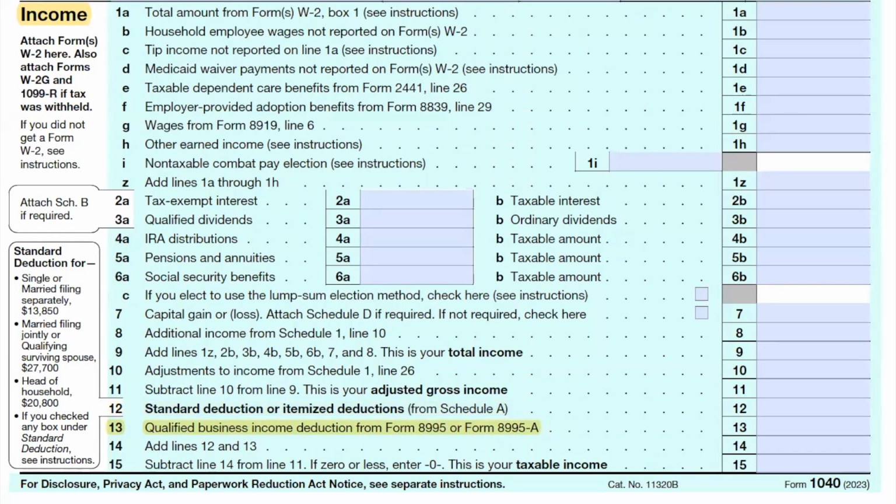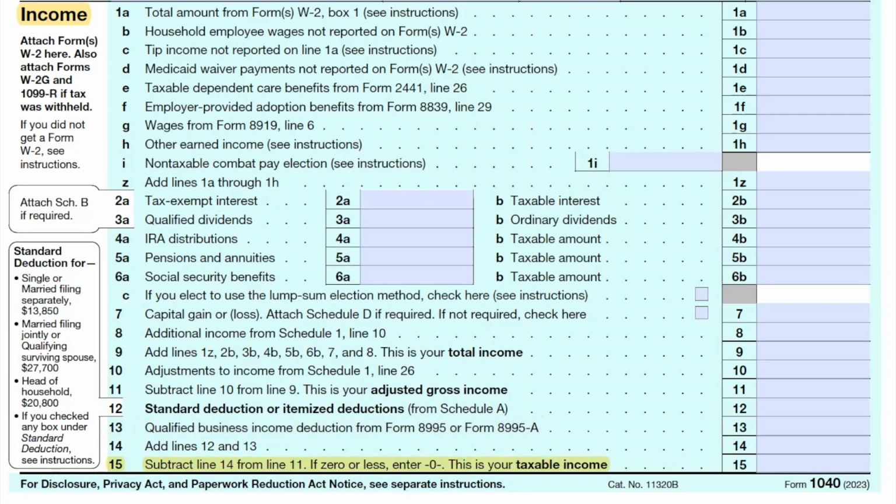Back to Form 1040 once more. Line 13 reports the QBI deduction to provide relief to small business owners and pass-through entities, which may reduce qualified business income by up to 20%, including qualified REIT dividends received within taxable brokerage accounts.